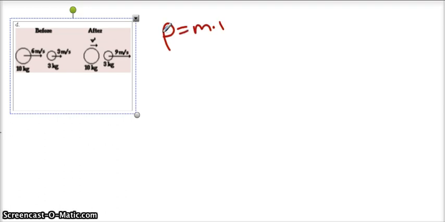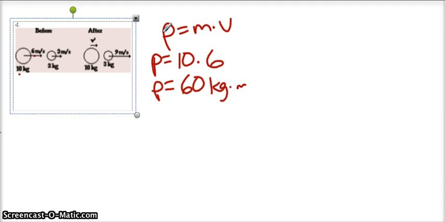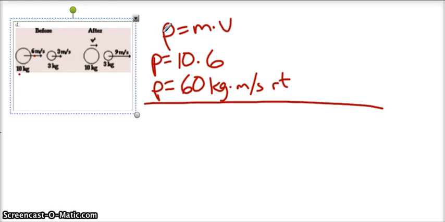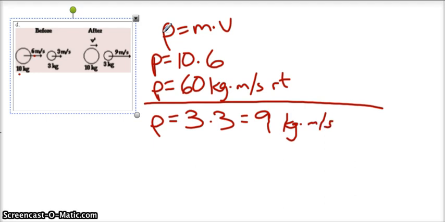P equals m times v. So we have a mass of 10 kilograms and a velocity of 6, so your momentum is 60 kilograms times meters per second to the right. The next mass, we'll figure out for that one. We have the momentum of that as being 3 kilograms times 3 meters per second, and that's going to equal 9 kilograms times meters per second, also to the right.